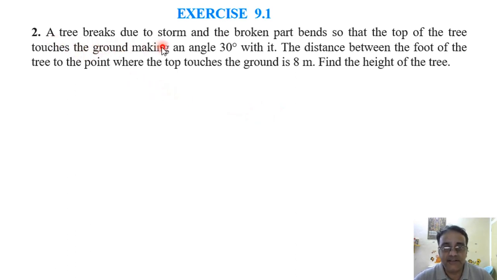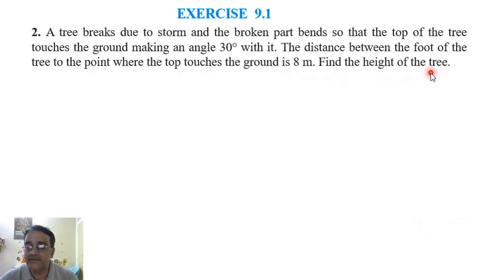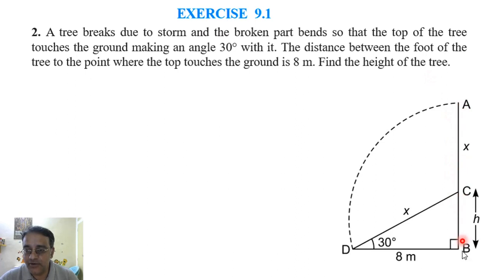A tree breaks due to storm and the broken part bends so that the top of the tree touches the ground, making an angle 30 degrees with it. The distance between the foot of the tree to the point where the top touches the ground is 8 meters. Find the height of the tree. So this is the original height.